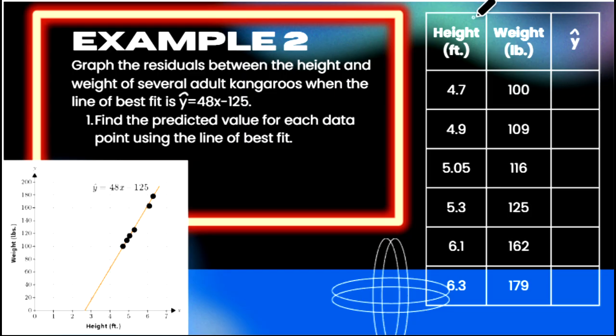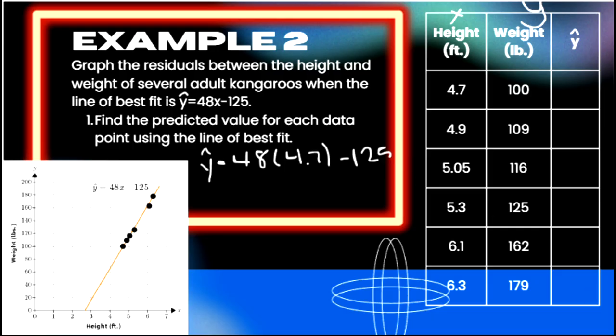We can look right here on the chart and see that x is going to be height. So this has to be x, this has to be y, and they want us to find our y hat values. So y hat is equal to 48 times our first x value, which is 4.7, minus 125.